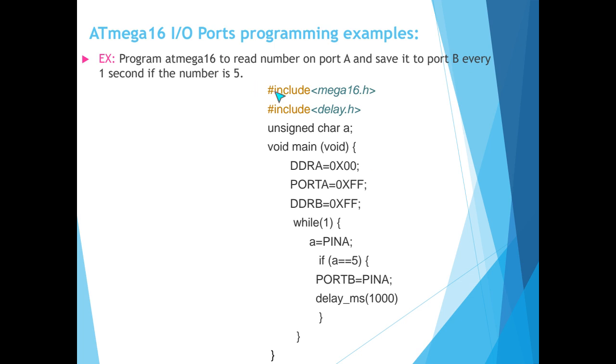Okay, I start from the beginning. The example wants us to program the Mega 16 to read a number on port A and save it to port B every 1 second if the number is 5. We should add the preprocessor related to the Mega 16 because we want to program it. Because we have a delay every 1 second, we need to create a delay, so we should add a preprocessor related to the delay function.